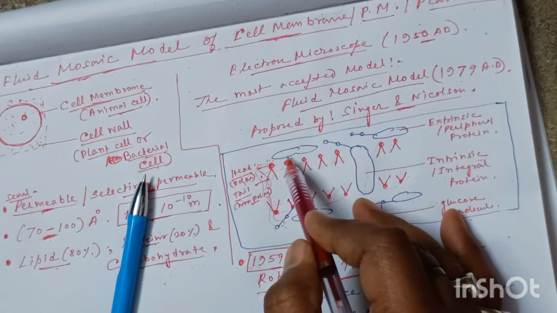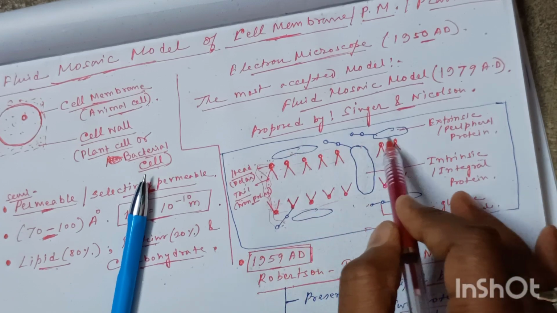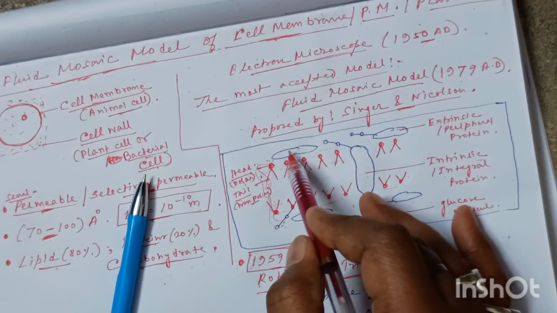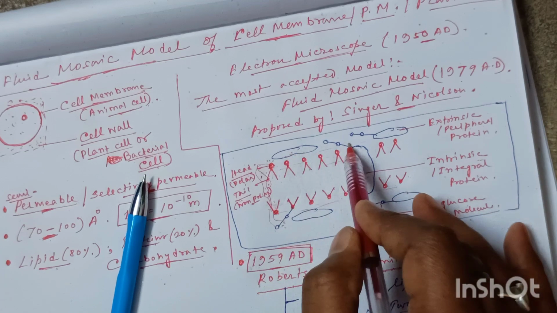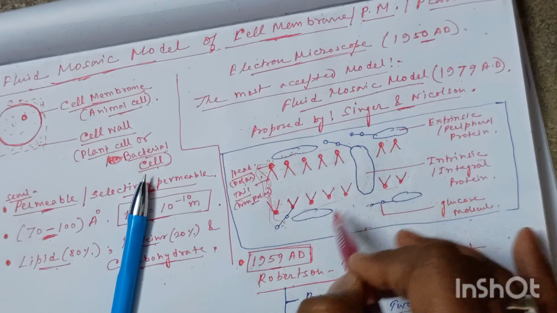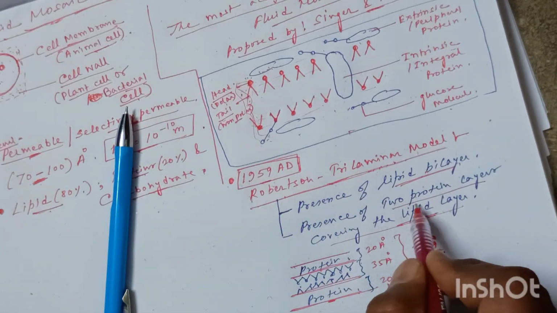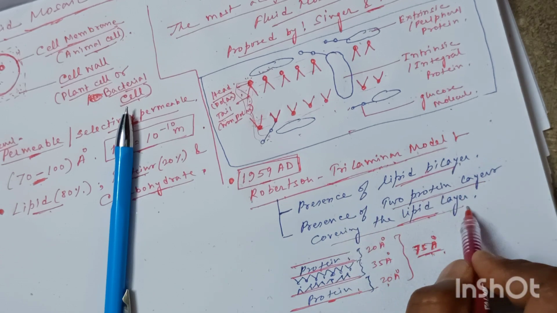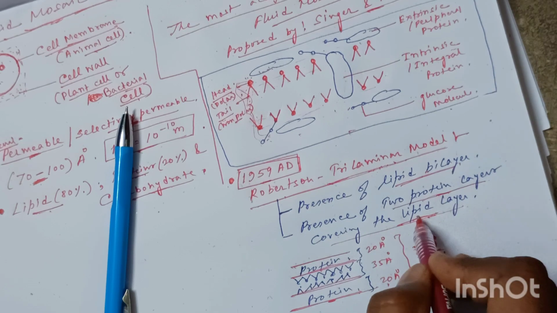Now if we look at the extrinsic protein part, here we can see that the extrinsic protein does not remain continuous; they remain disorganized, here and there. But in the Robertson trilaminar model, it postulated that two protein layers cover the lipid layer, two protein layers in continuous form, covering the lipid layer continuously.